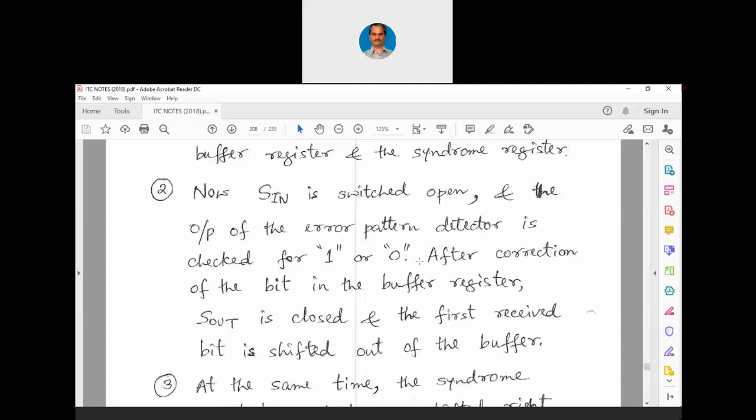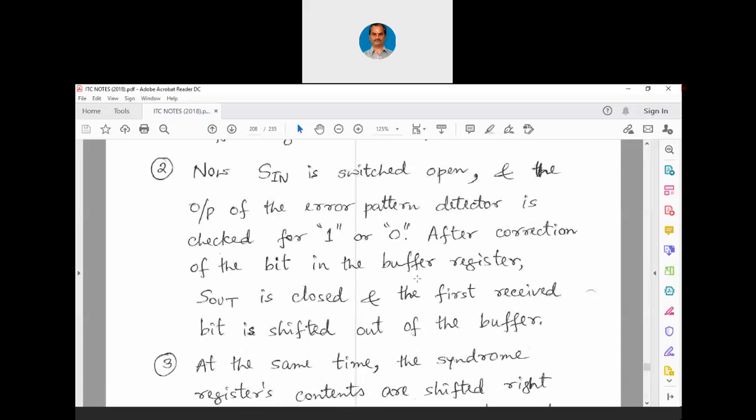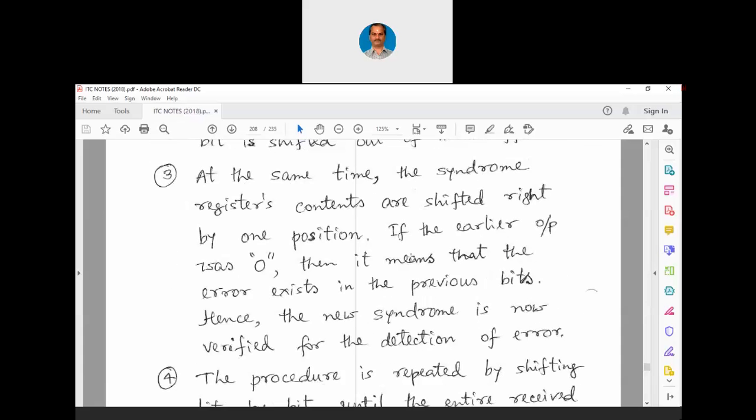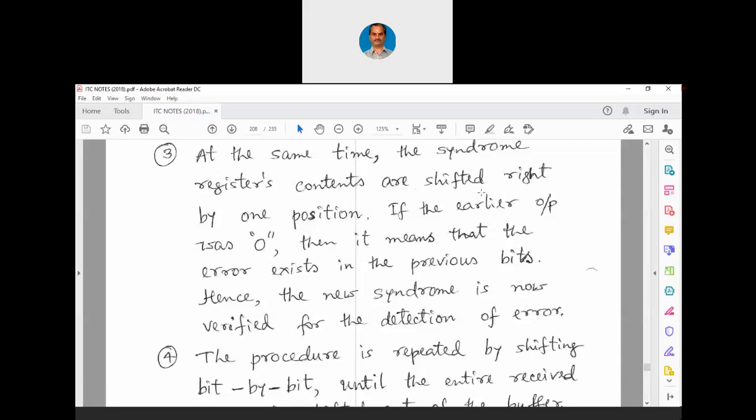After correction of the bit in the buffer register, S out is closed and the first received bit is shifted out of the buffer. At the same time, the syndrome register's contents are shifted right by 1 position. If the earlier output was 0, then it means that the error exists in the previous bits, hence the new syndrome is now verified for the detection of error.